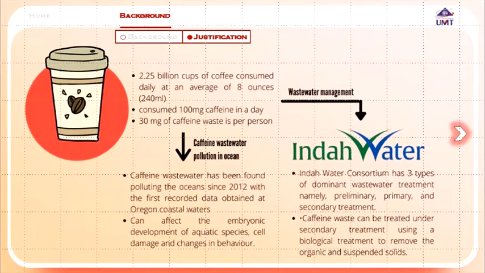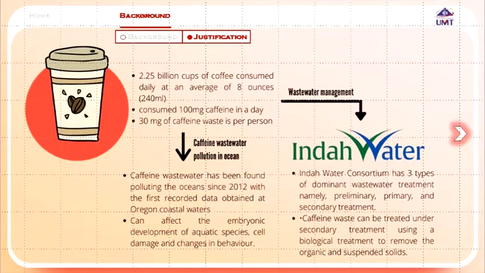Our main sewerage operator, Indah Water Consortium, has 3 types of dominant wastewater treatments, which are preliminary, primary, and secondary treatment. Caffeine is treated under secondary treatment using biological treatment, so it can remove both organic and suspended solids.